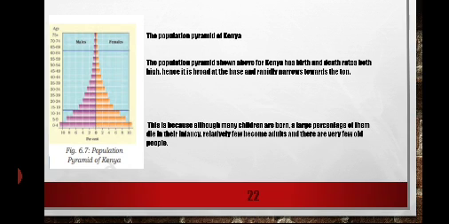This is because although many children are born, a very large percentage of them die in their infancy. Relatively, very few people become adults and there are very few old people available there. Similarly, this case happens in India also. Clear? Because you can see that both the pyramids are similar to each other.